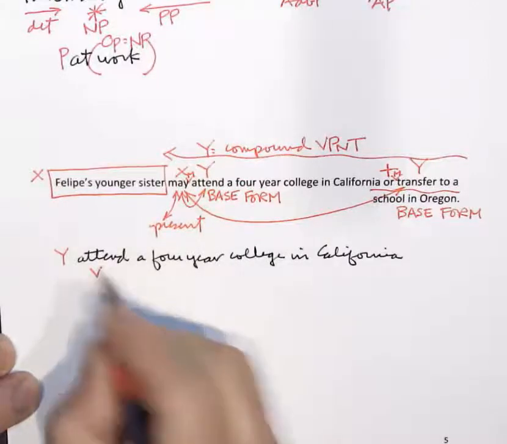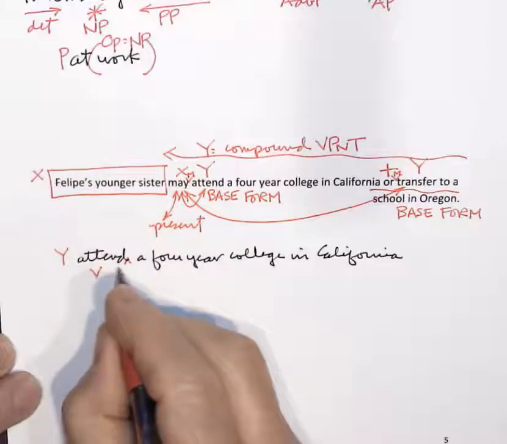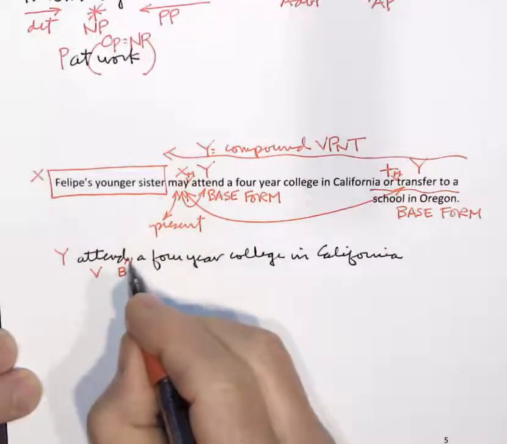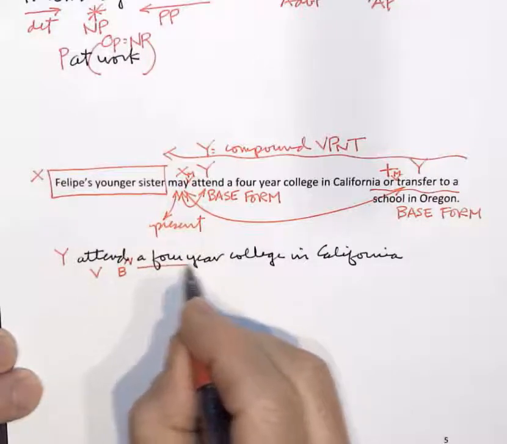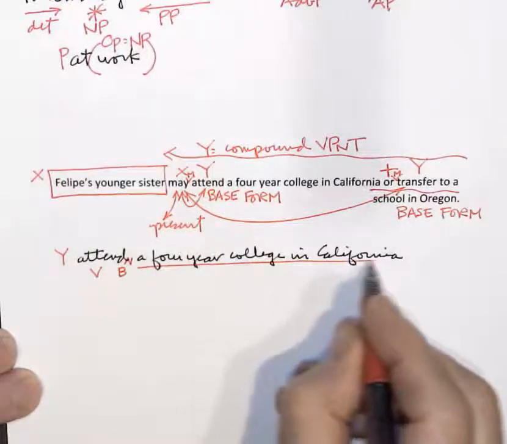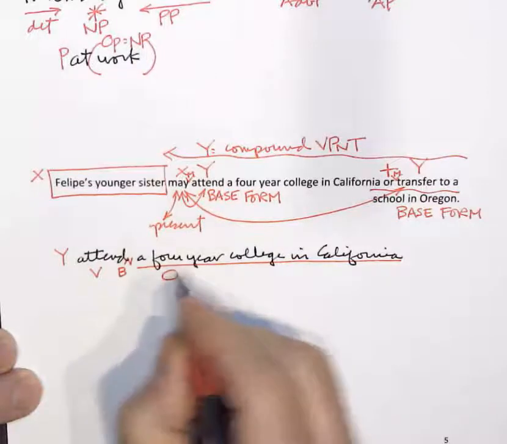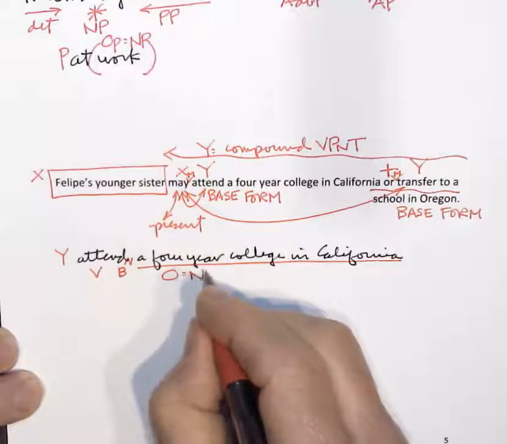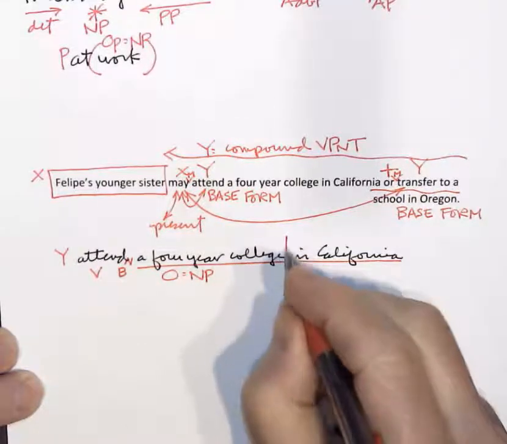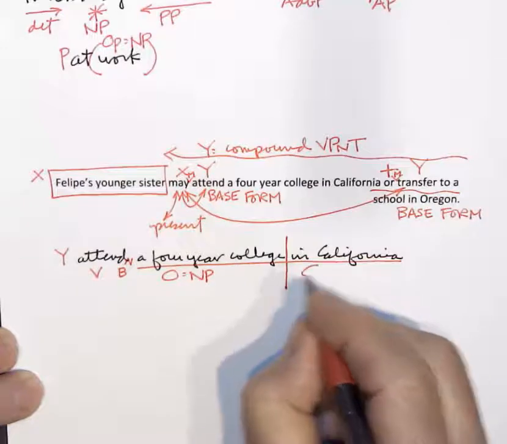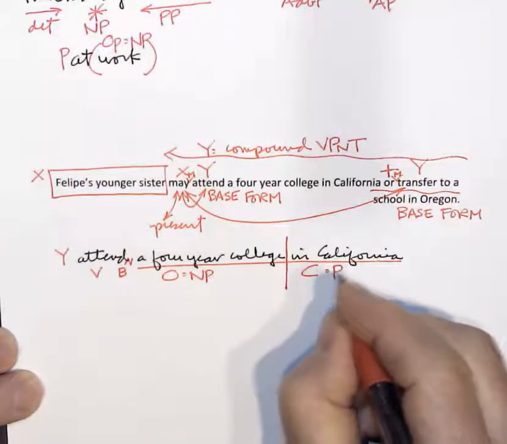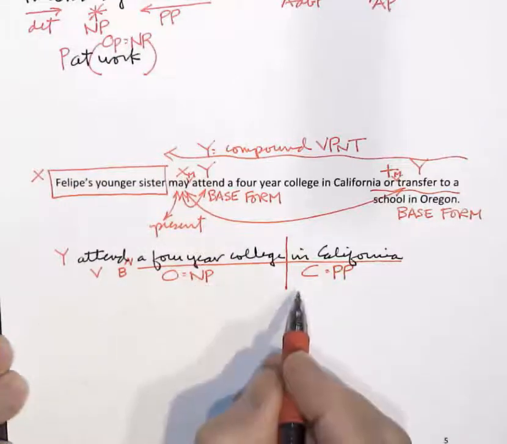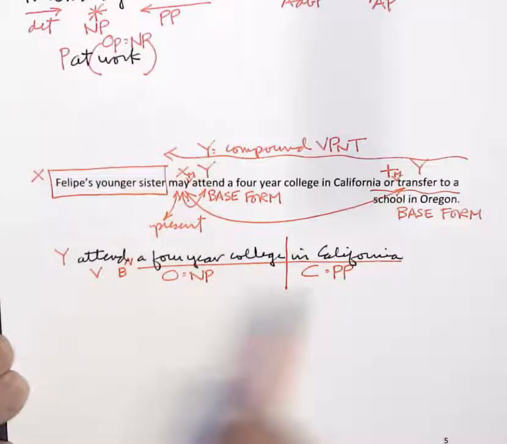Attend, particle, and I think I'm going to call a 4-year college the object. Noun phrase. And why don't we do this? Let's separate these two, and in California will be our complement. What will she attend? A 4-year college. Where will she attend a 4-year college? In California. I'm going to divide these two up.